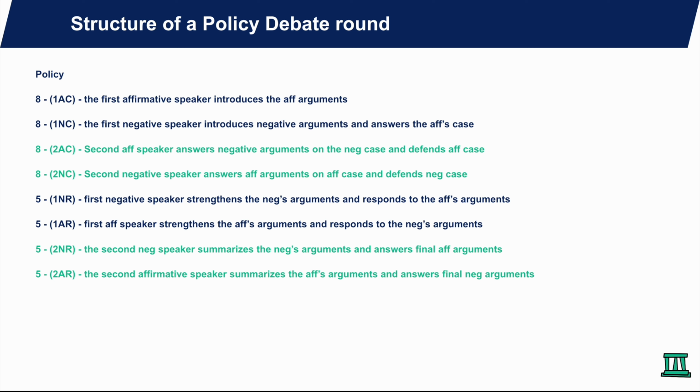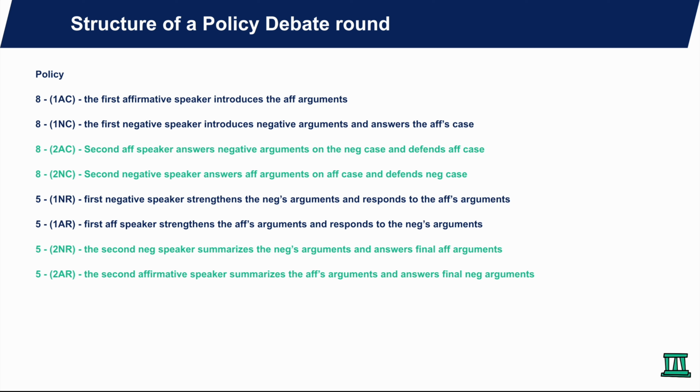Right after the 2NC occurs, the first negative speaker will stand up and give the 5-minute 1NR. In this speech, the negative's objective is to strengthen the negative's arguments and respond to the affirmative arguments. However, because the time is substantially less, the negative speaker must strategically allocate time on the most important arguments in the round and start to collapse on the most important arguments.